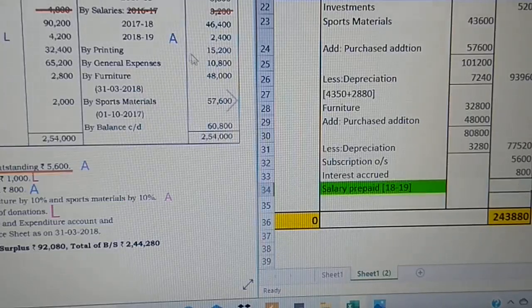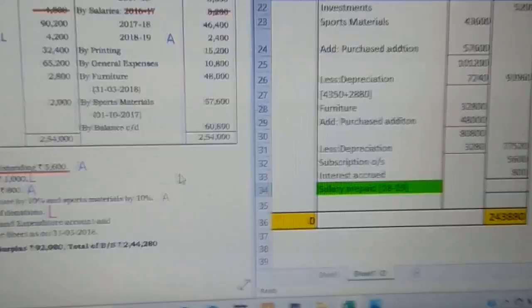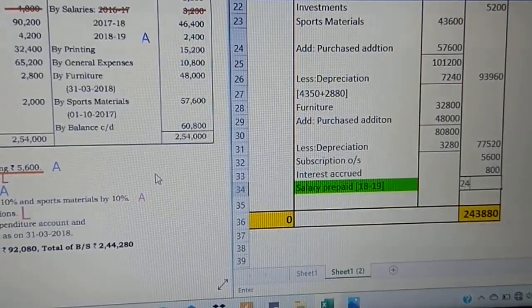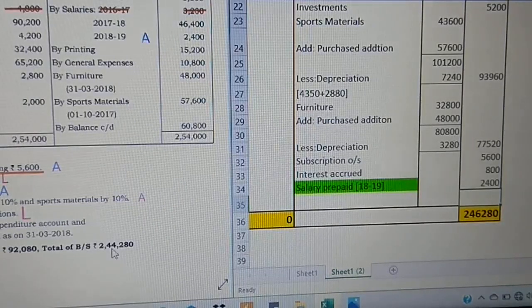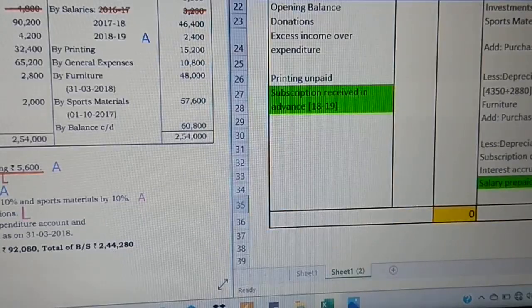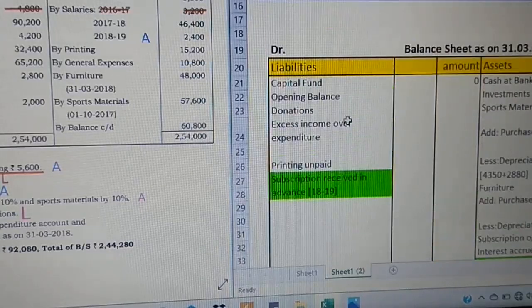The value is going to be here. Just observe, I have written as A, which is going to be highlighted in blue color. So 2,400. I'm going to just take now 2,400. So the 2,46,280. Just observe, only 2,000 is the difference. As I said, that is a printing mistake where they have left out 2,000 now. Moving on to your liability side. Let us go for the liability side.